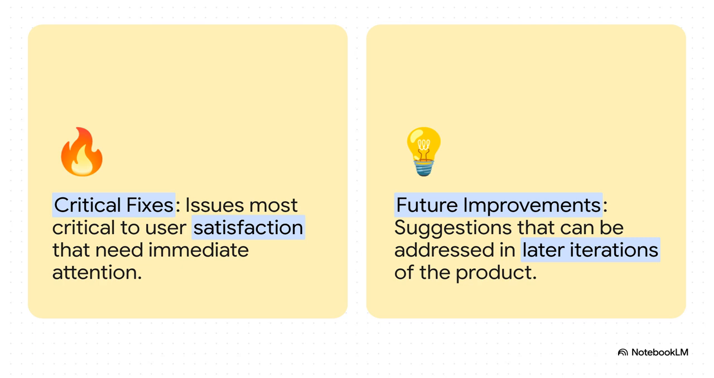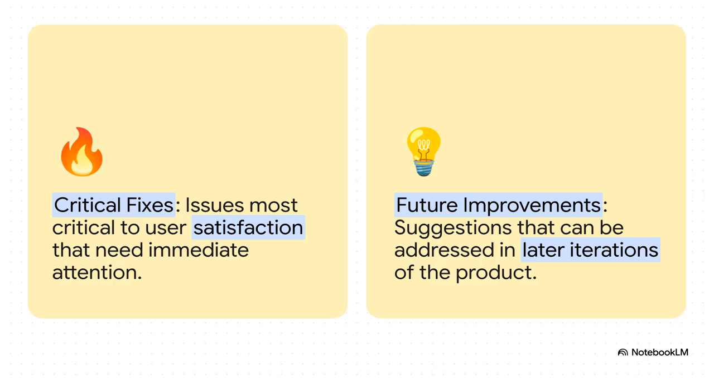Is an issue literally stopping users from completing a core task? Well, that's a critical fix. It needs immediate attention. Is it a cool suggestion that only one very passionate user brought up? That might have to be a future improvement. You've got to be careful not to let the loudest voice in the room dictate your priorities. It's all about true user impact.